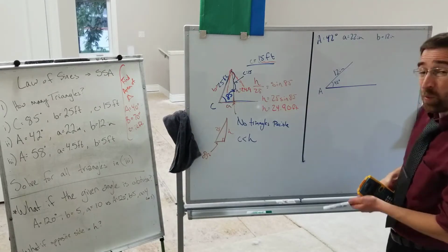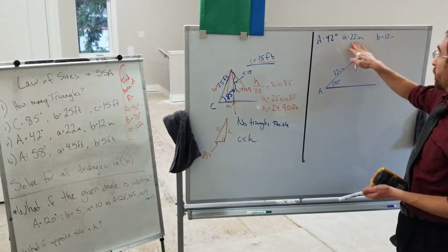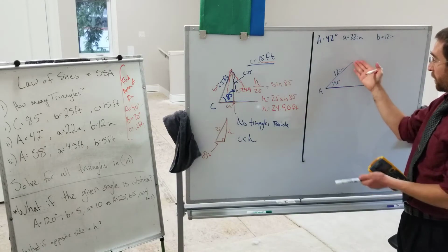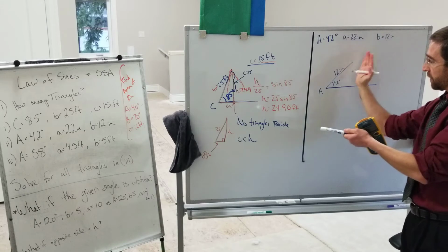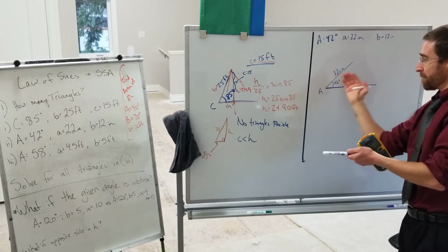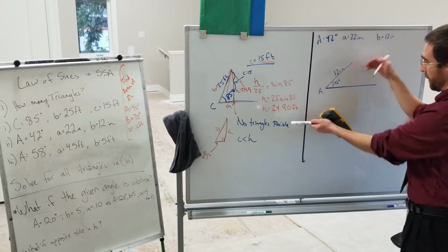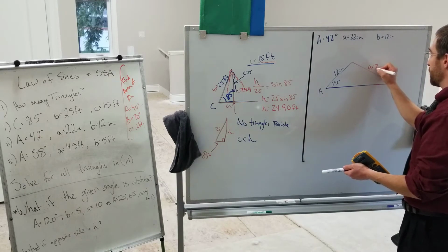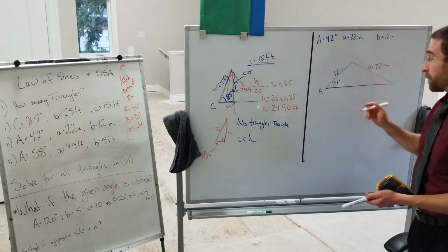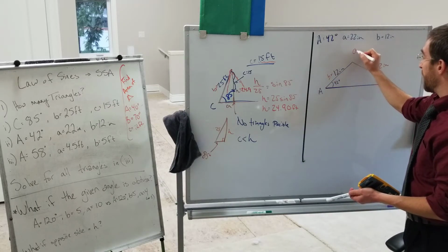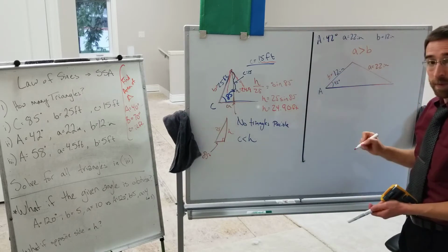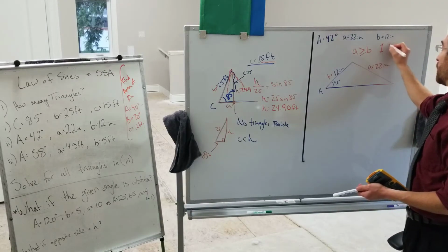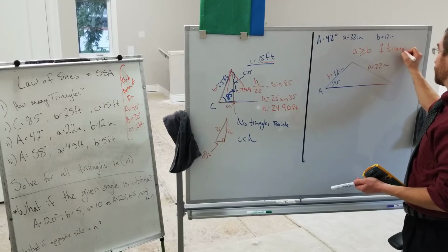Well, there's only one way to do this because this 22 is bigger than the 12. It can't go in here anywhere. Because if I try to swing it to the left of straight up and down, the 22 would stick out all the way over here. So the only way to make this triangle is to put side a over here. So because side a is greater than side b, and also it could be greater than or equal to, there's just going to be one triangle here.